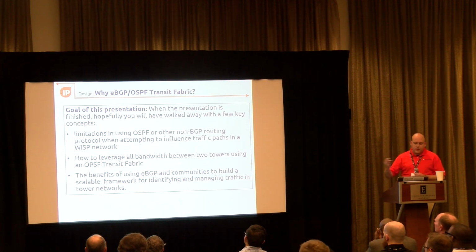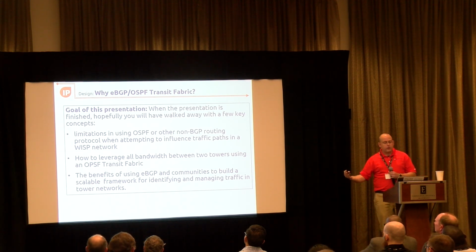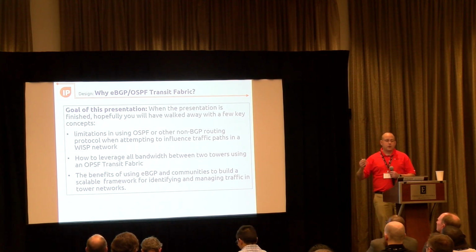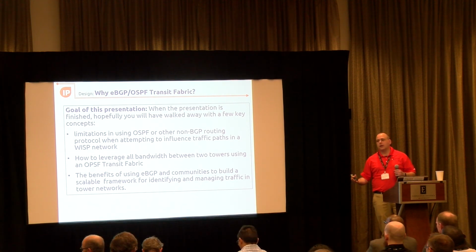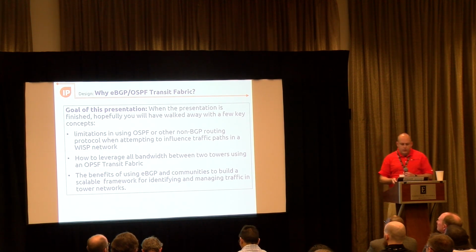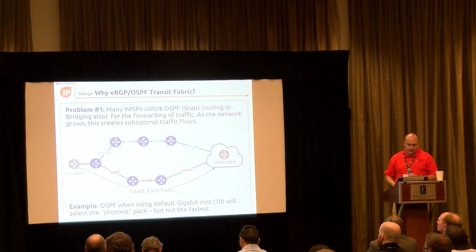And then at the end, we're also going to talk about the benefits of using eBGP and communities to build a scalable framework for managing your traffic. How do I manage my traffic, other than just going to each tower and putting in a bunch of manual custom rules? How do I build an architecture that allows me to pick an exact tower path through my network by subnet and manage traffic that way? So we're going to talk about that.